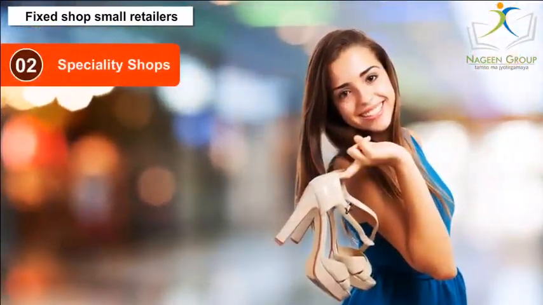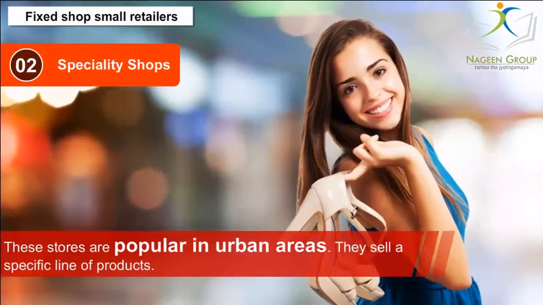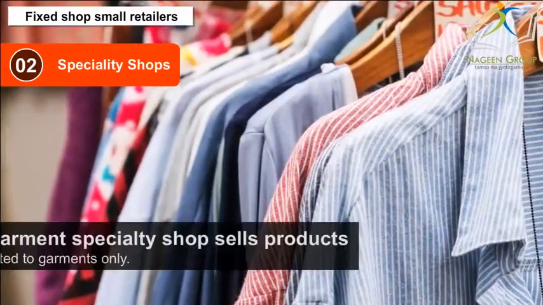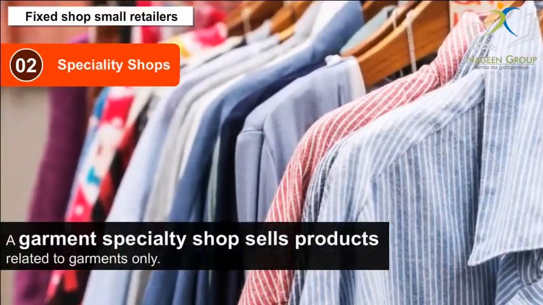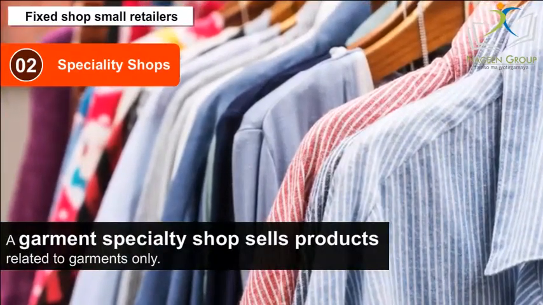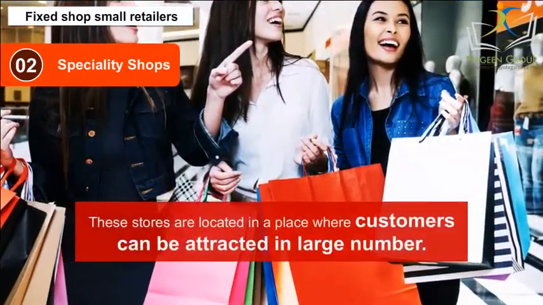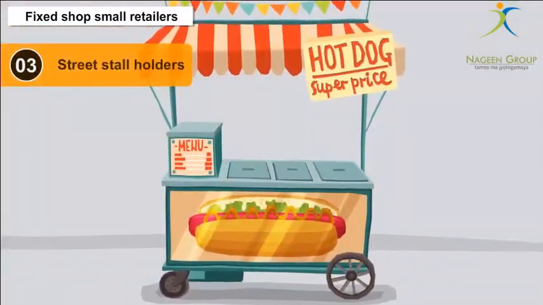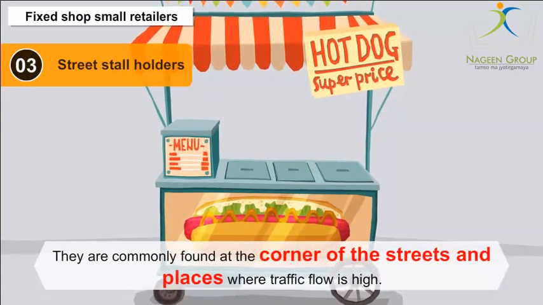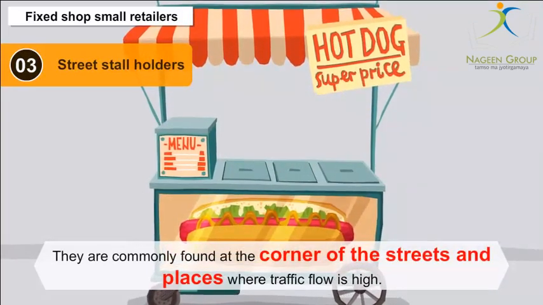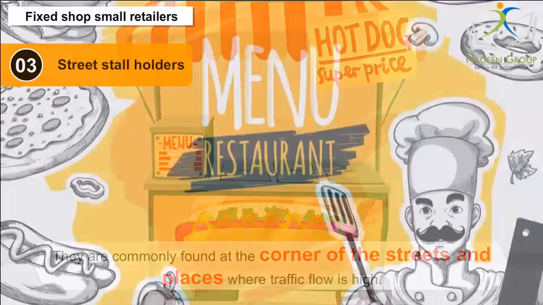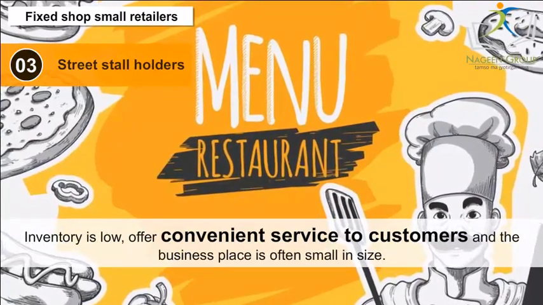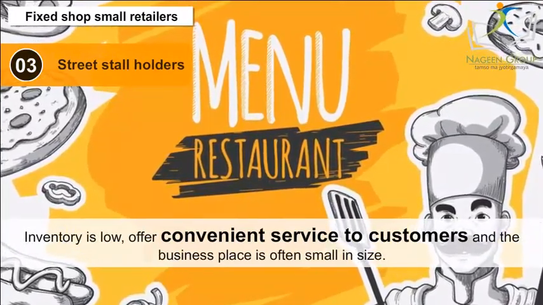Specialty shops. These stores are popular in urban areas. They sell a specific line of products. For example, a garment specialty shop sells products related to garments only. These stores are located in a place where customers can be attracted in large number. Street stall holders. They are commonly found at the corner of the streets and places where traffic flow is high. Inventory is low, they offer convenient service to customers, and the business place is often small in size.